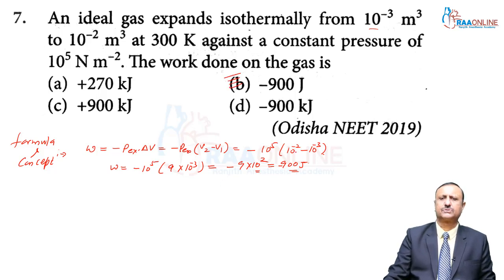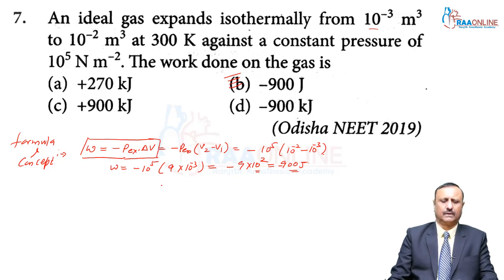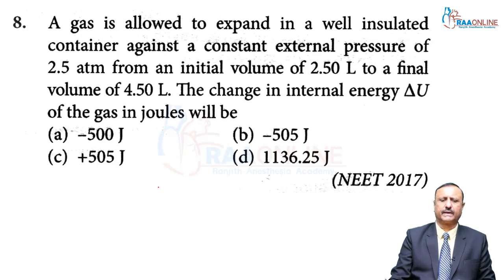So it's a very easy question, and this question was also asked in NEET 2019, because here you only put the values and get the answer, and the formula of this question is W is equal to minus P external into delta V. Now, my dear students, we can go to question number 8.